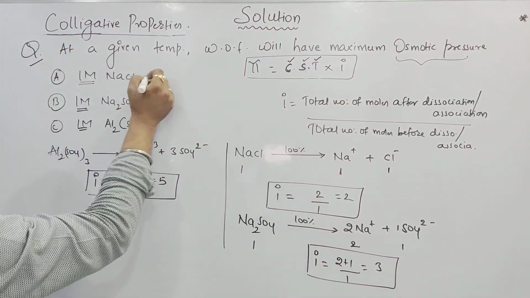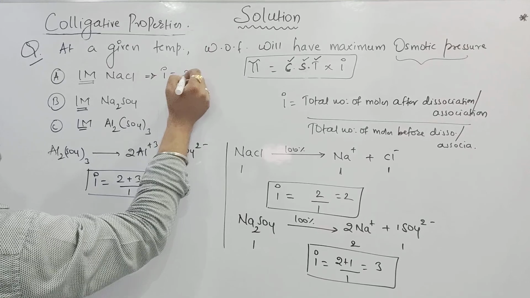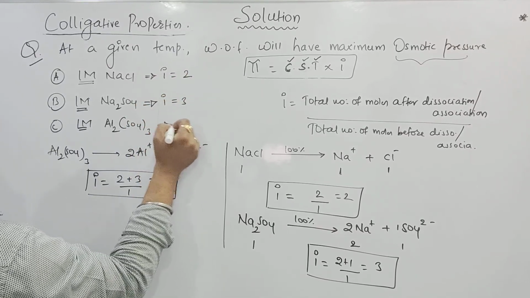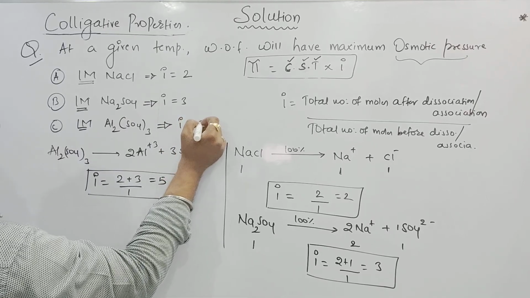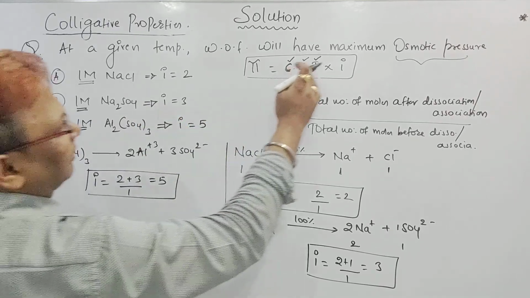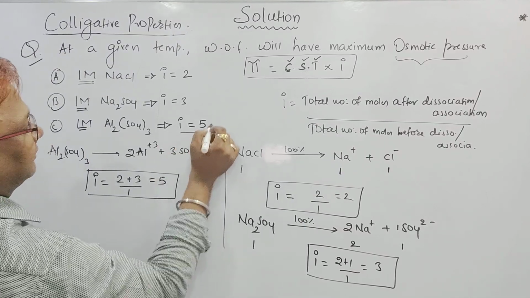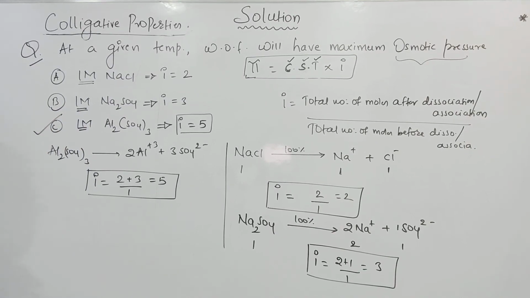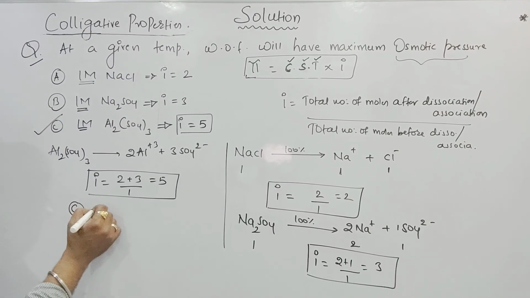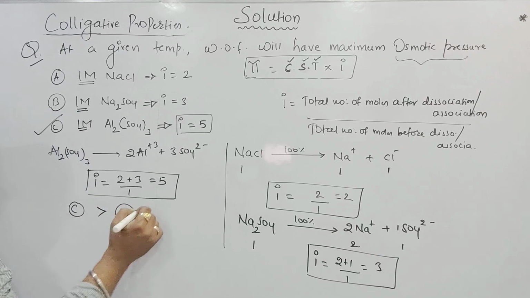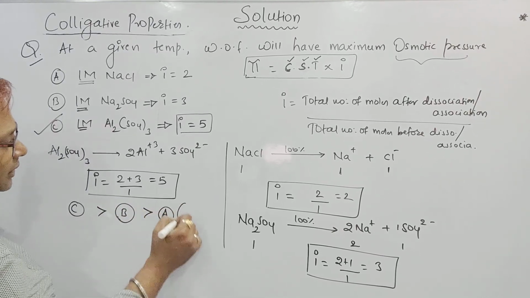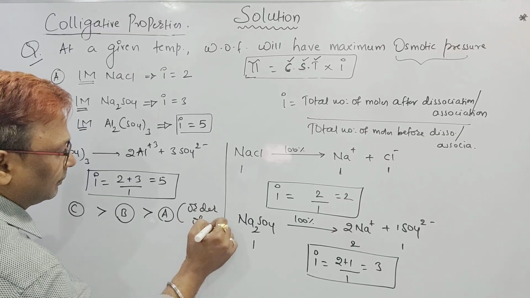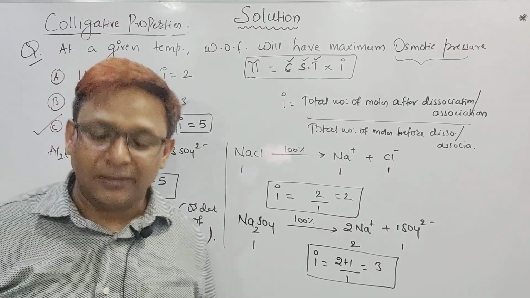So, what is the value of i for this one, sir? It is 2. What is the value of i for this one, sir? It is 3. What is the value of i for this one, sir? It is 5. Which one will have maximum osmotic pressure? Sir, greater the value of i, greater the value of pi. Option is C. But in order, if you want to write, C will be greater than B, B will be greater than A. It is the order of osmotic pressure pi. Right? Take a screenshot.